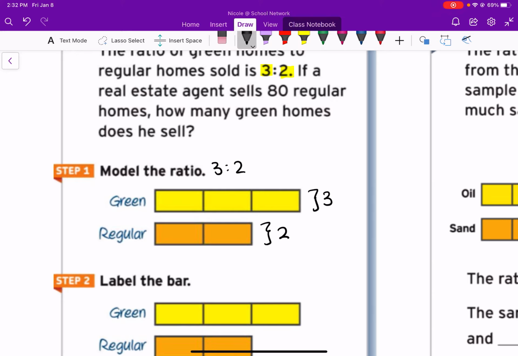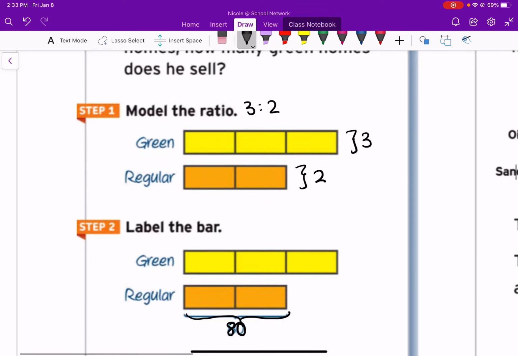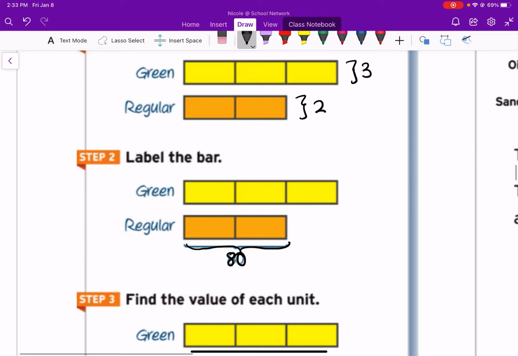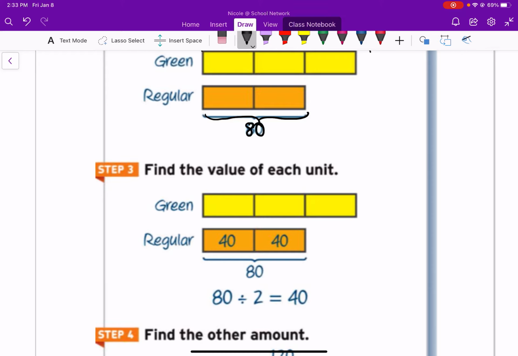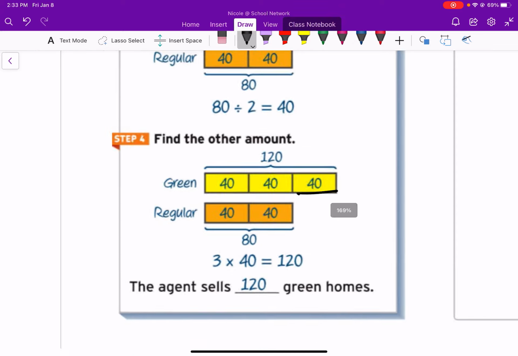And then it says if a real estate agent sells 80 regular, so if there's 80 here, ultimately we want to find out how much is here if this is 80. But if 2 pieces are equal to 80, each piece is 40. And so up here is 40 as well. And so if regular is 80, green would be 40 3 times, or 3 times 40 is 120. So the agent sells 120. So that's how we would do those ones.